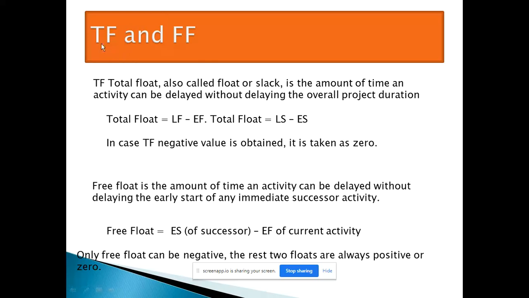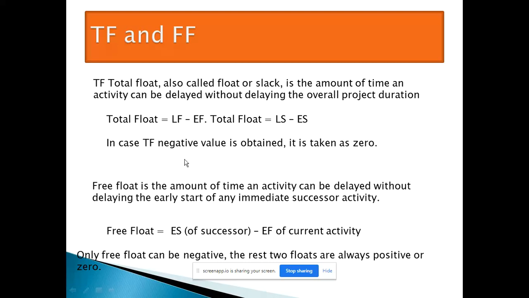Total float is denoted TF, and free float is denoted FF. Total float is the amount of time any activity can be delayed without delaying the overall project duration. So how do you calculate the total float? It is late finish minus early finish. Or you can use another formula, late start minus early start. Both are the same.